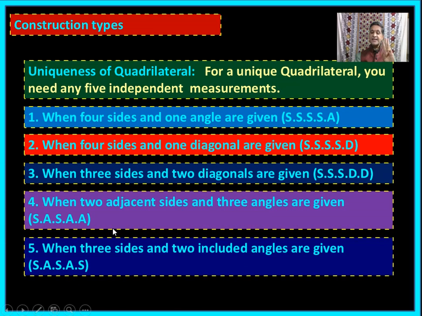And the fifth one, when 3 sides and 2 included angles are given. Included angles means the angle between 2 sides. So side, angle, side, angle, side. The angle is in between 2 sides. Then only we can construct the quadrilateral. So these 5 types of quadrilaterals we have to construct by using the given measurements.